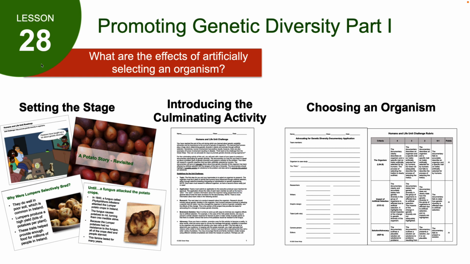In the first lesson, we check in with the Humans and Life Unit Roadmap, which reminds us of the potato story. In A Potato Story Revisited, the presentation prompts students to apply what they've learned in the unit to fully understand what happened back in Ireland. Then we introduce the Advocating for Genetic Diversity documentary project with the handout and the rubric. They need to choose their organism and their roles and submit their documentary application form by the end of the class period.